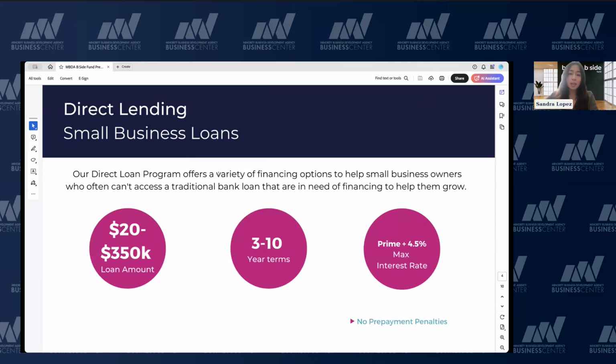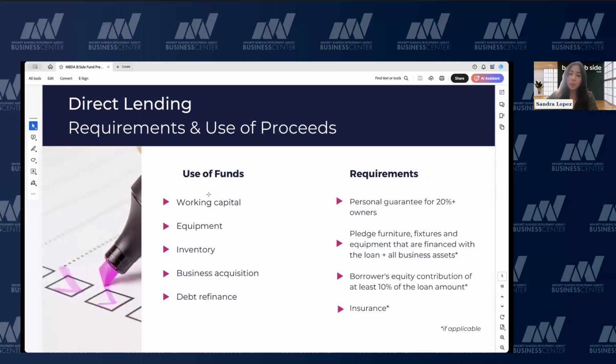We have programs that can qualify from 6.32% through the maximum of prime plus 4.5. The majority of our programs, we do try to focus on those underserved communities and businesses that are not able to qualify for traditional banking or have been denied by the banks for many reasons. So we try to help those with that financial system. And also our programs don't have any prepayment penalties. Borrowers are able to pay off the loan before term if they decide to do so.